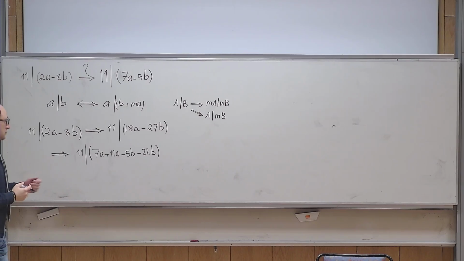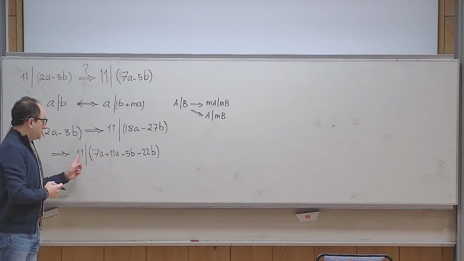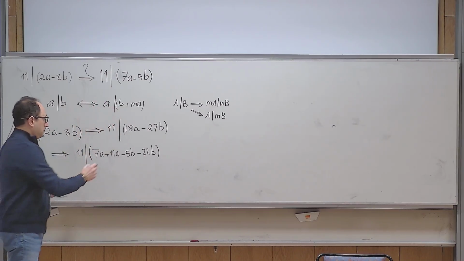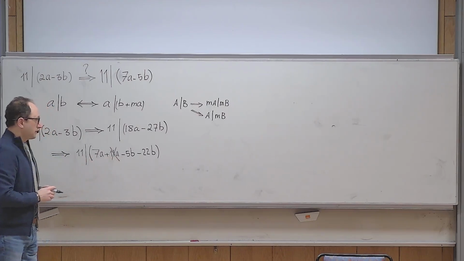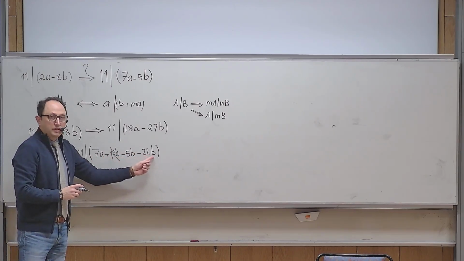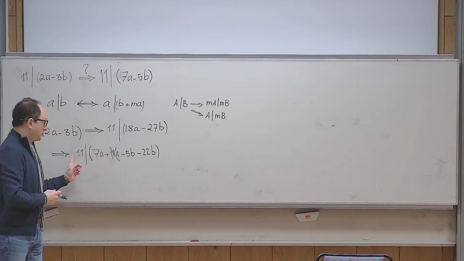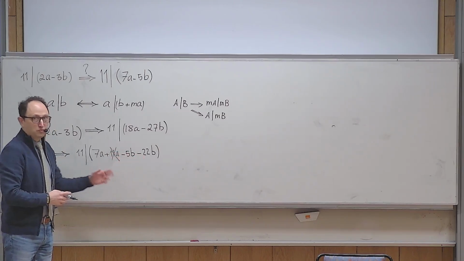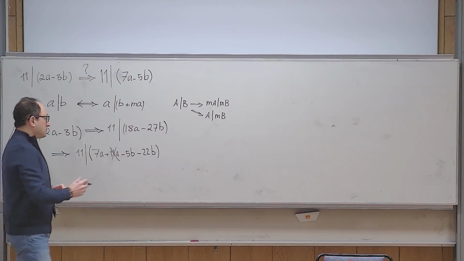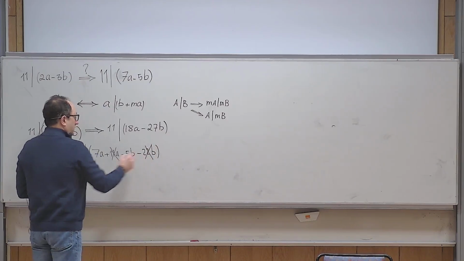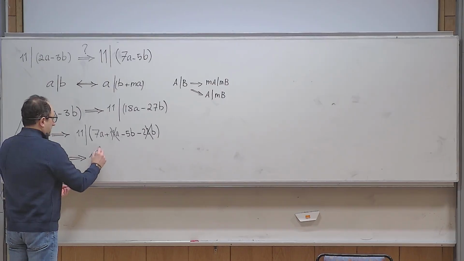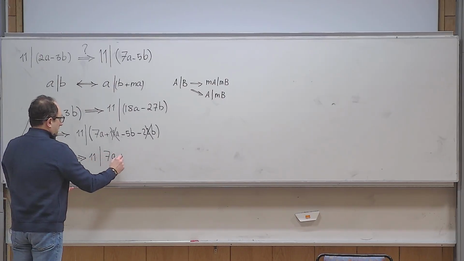Okay, now you see that 11a is an integer multiple of the left-hand side. According to this direction of the theorem, I can eliminate that. And minus 22b is also an integer multiple of 11. 22 is 2 times 11, or minus 22 is minus 2 times 11. So this also can be eliminated. And what is left for me is just 11 divides 7a minus 5b.